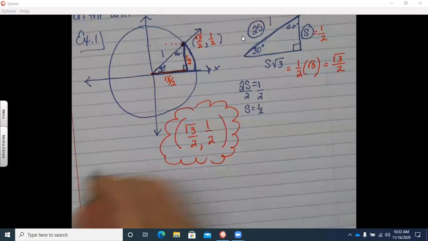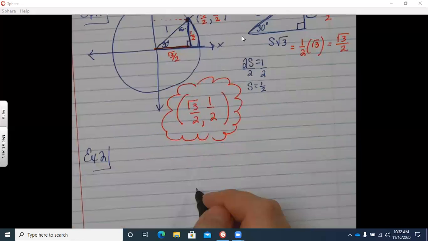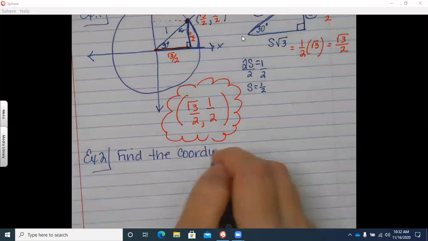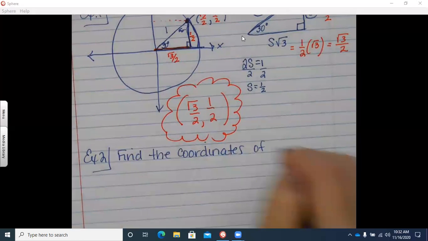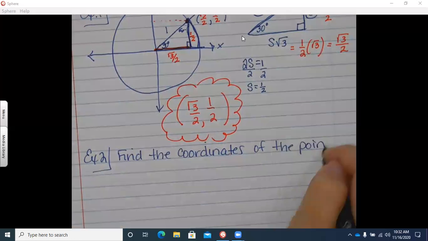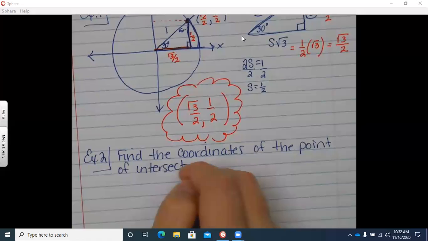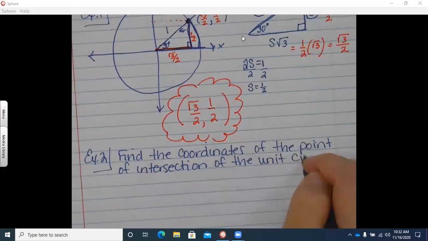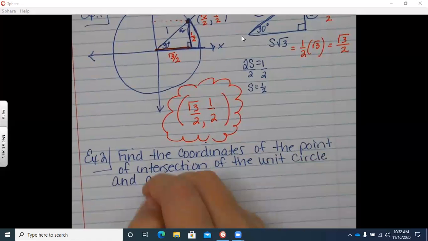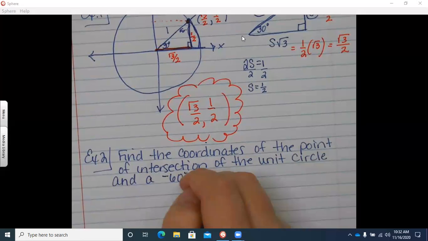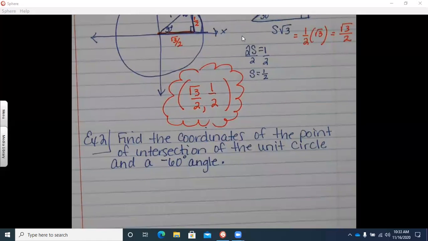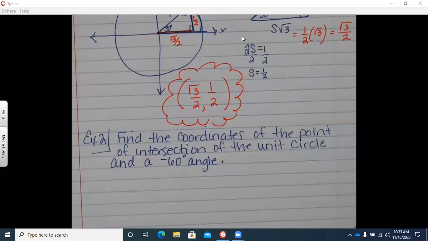Find the coordinates of the intersection of the unit circle and a negative 60-degree angle. So my last angle, we were finding the coordinates when the terminal side intersects the unit circle at a 30-degree angle. It was positive. Remember I taught you that if you see a positive angle, that means that your terminal side started at the initial side and then it goes counterclockwise, right?